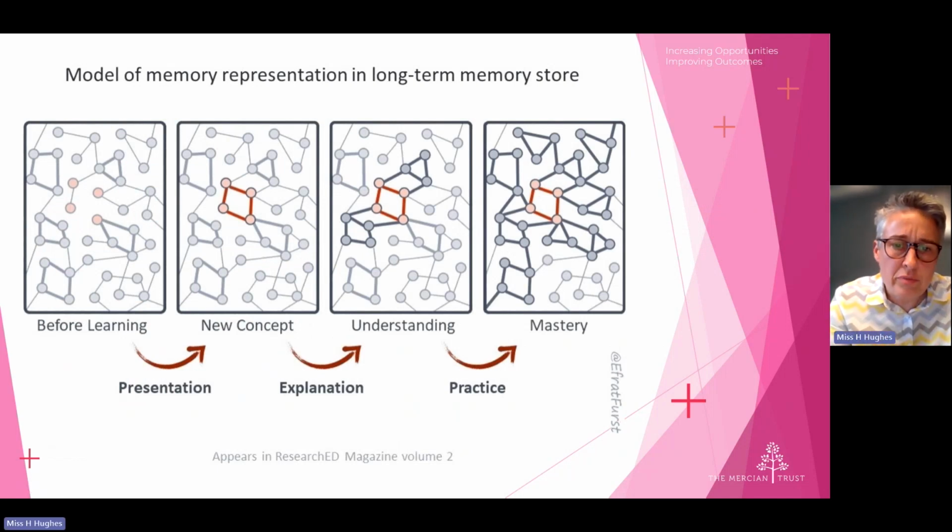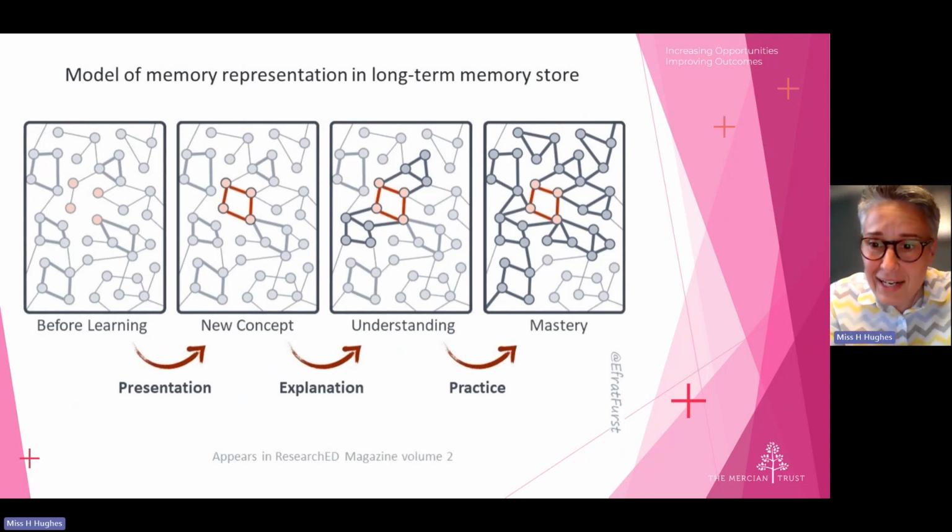I've got a diagram here. It comes from the Research Ed magazine, and we've got a before and hopefully an after. You can see that before the learning, there are no real connections between those four beigey, buff-coloured dots. So that's before learning. When we present within the classroom a new concept, you will start to see that those four initial dots start to link together.